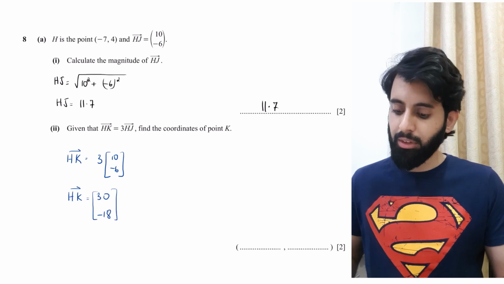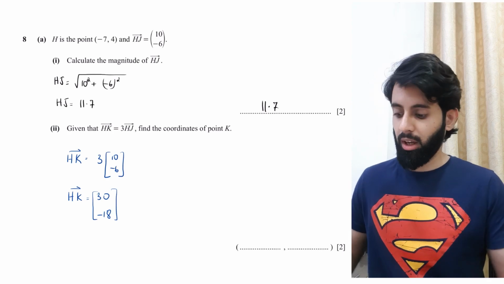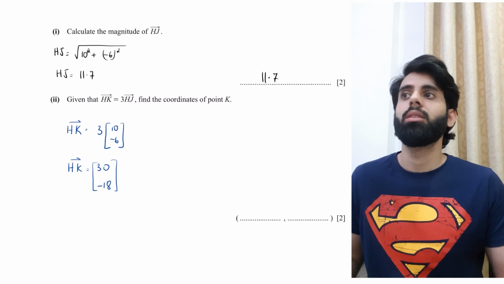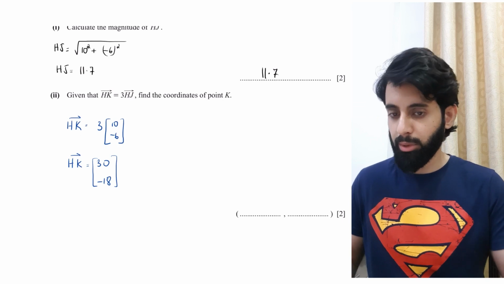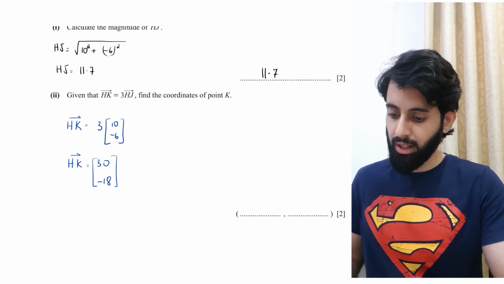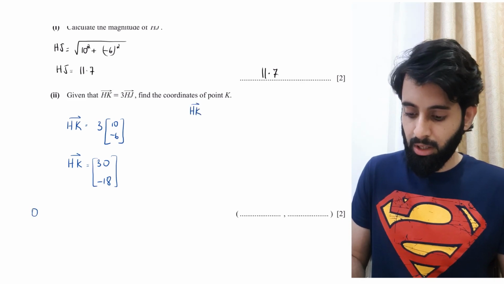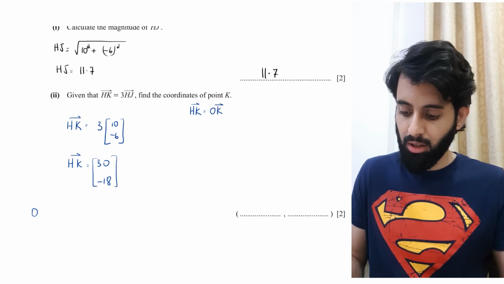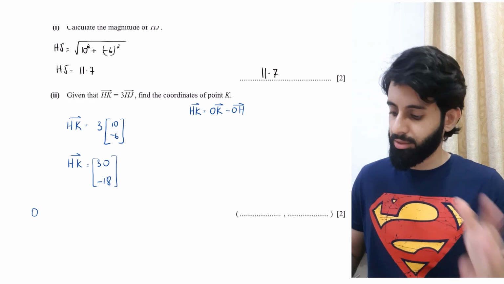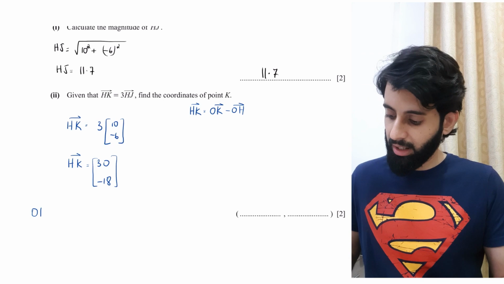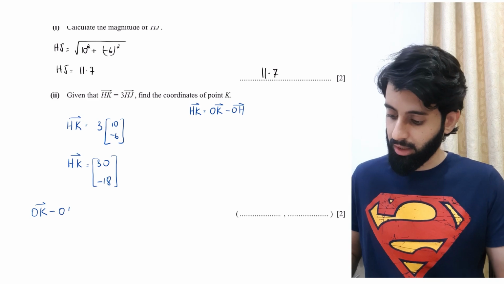Now we have to work out the coordinates of K, which in vector terms basically means the position vector. Our job is to break up HK, which somehow includes the position vector of K. How do we do that? We can do that very simply. If you remember the subtraction rule, HK can be written as OK minus OH. I have a detailed video and playlist on vectors, so you guys should check it out.